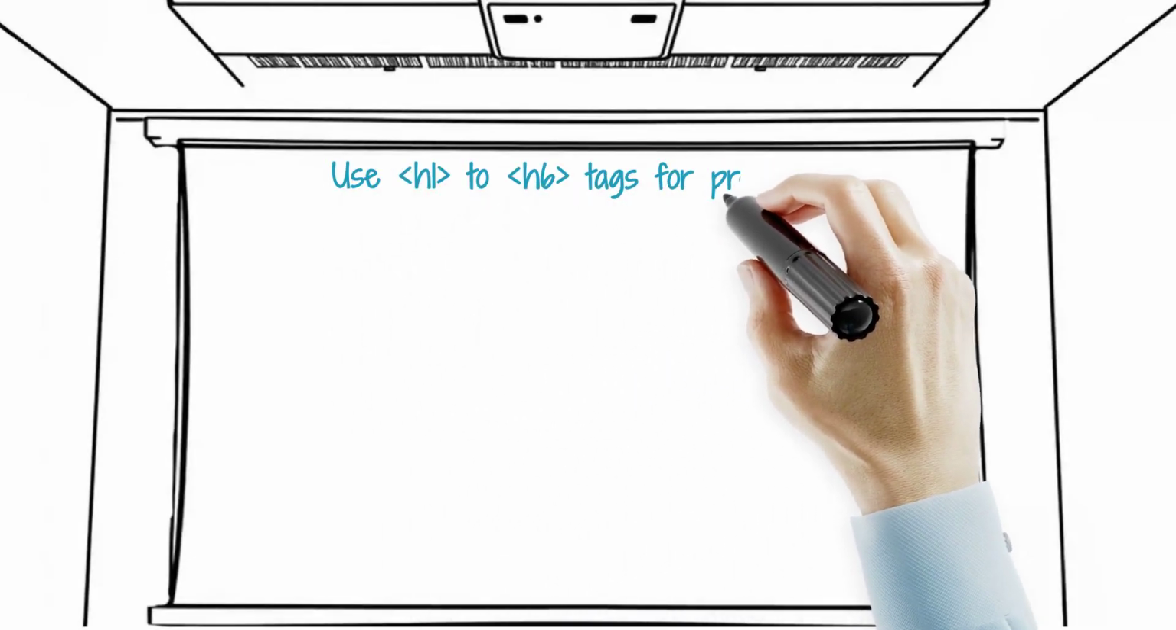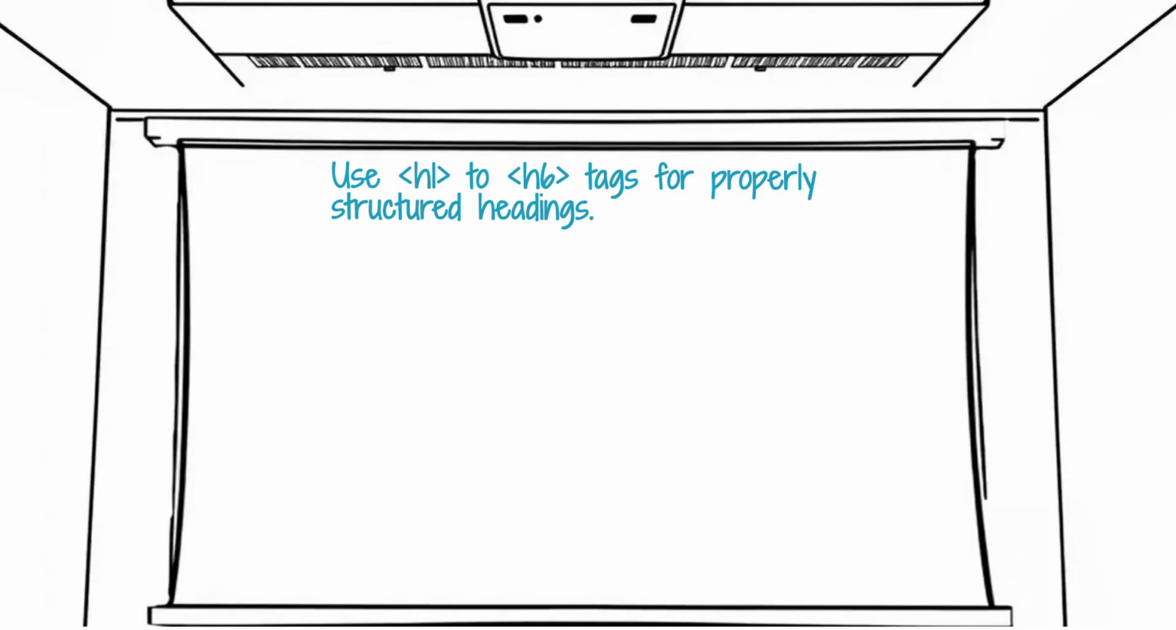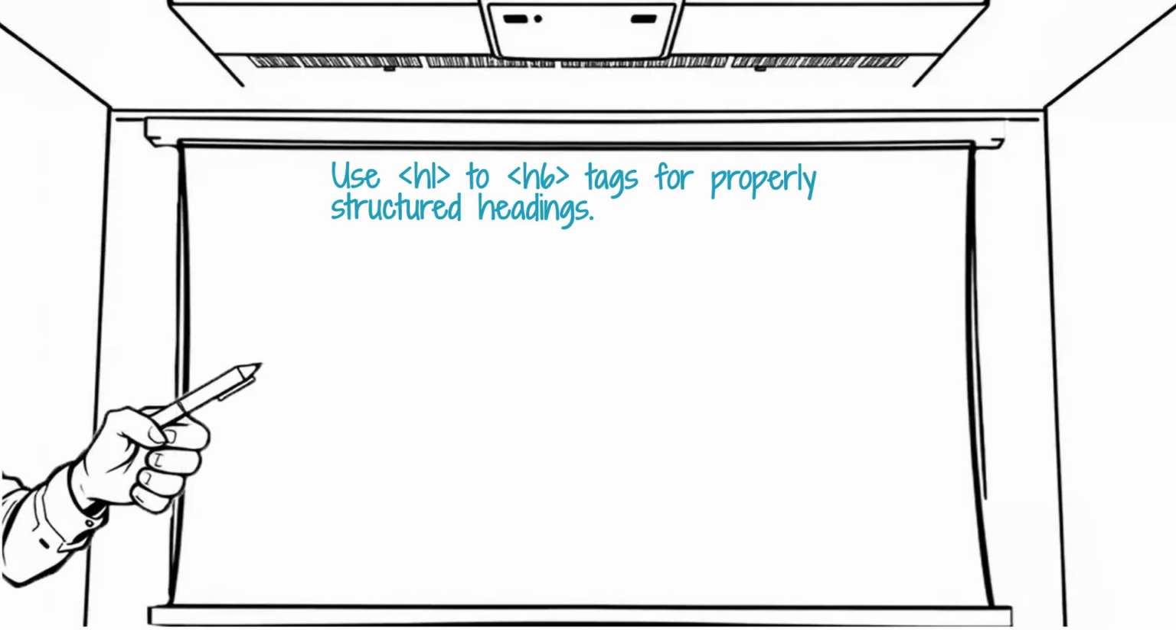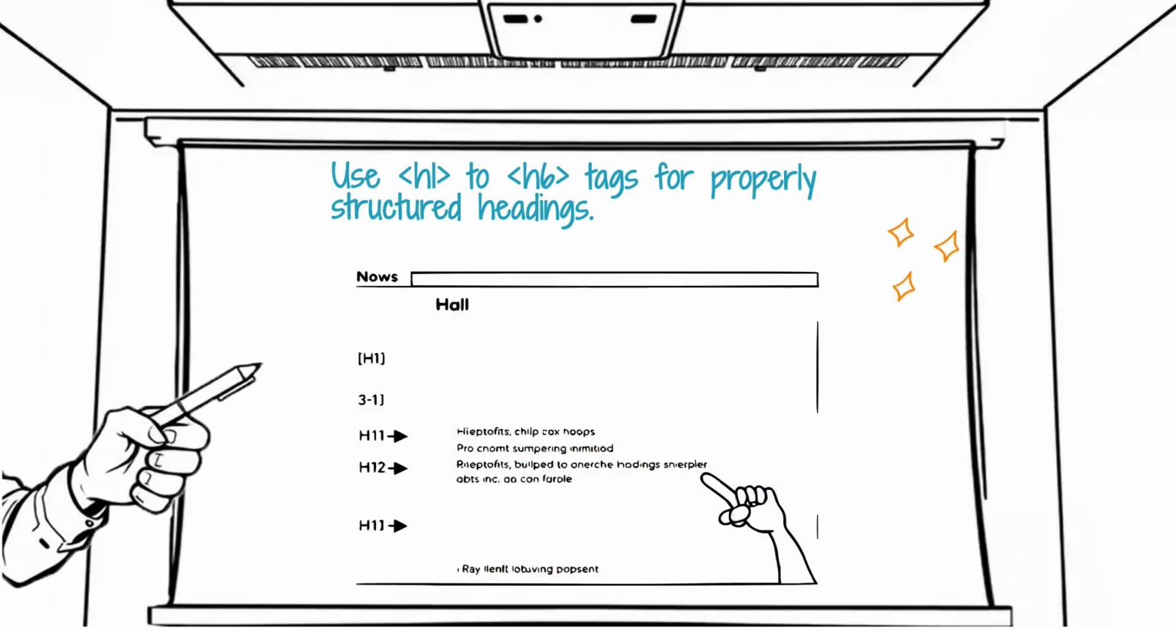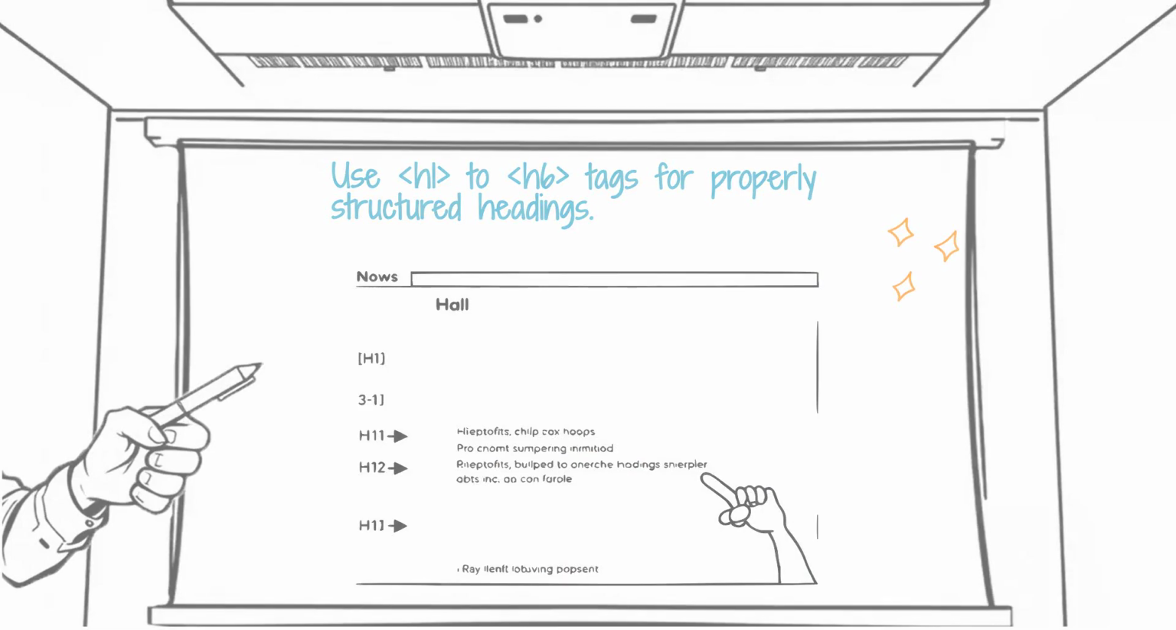Next are headings. Headings go from H1 to H6. Use H1 for the main page topic. Use H2 for sections. Use H3 for smaller sections inside those. Don't choose headings just to make text bigger. Use them to show structure.